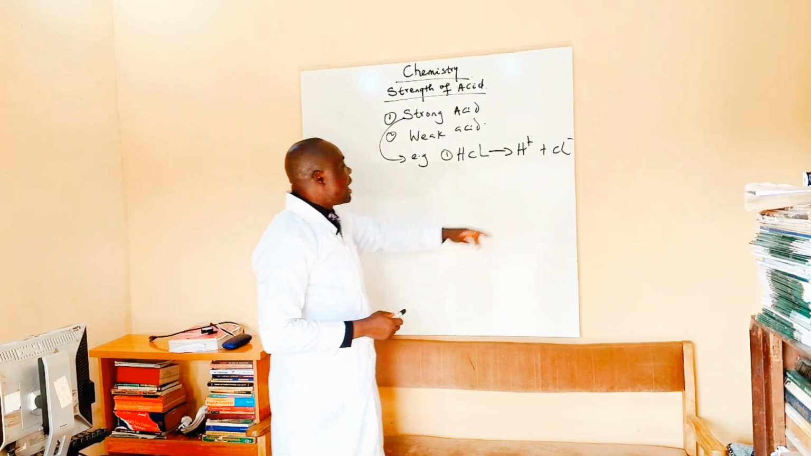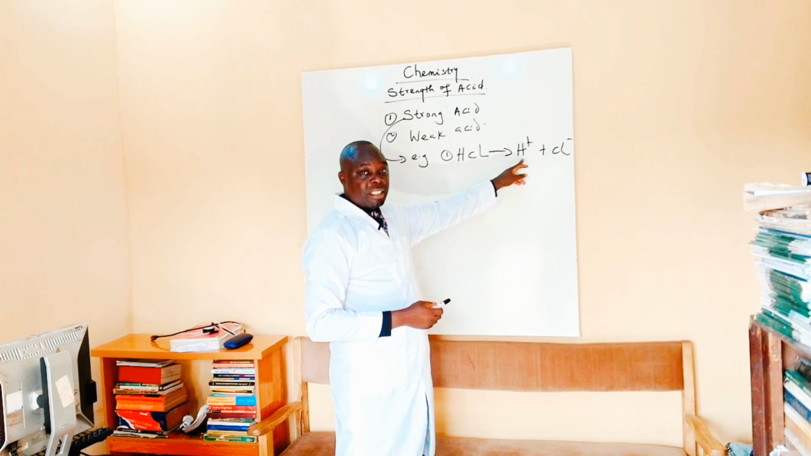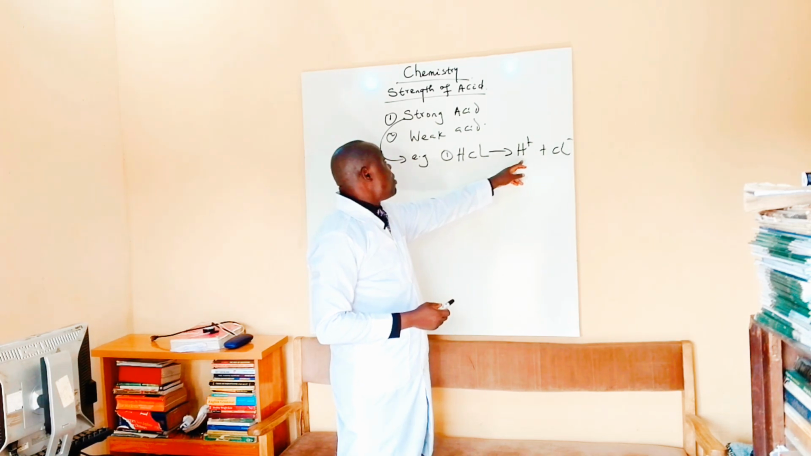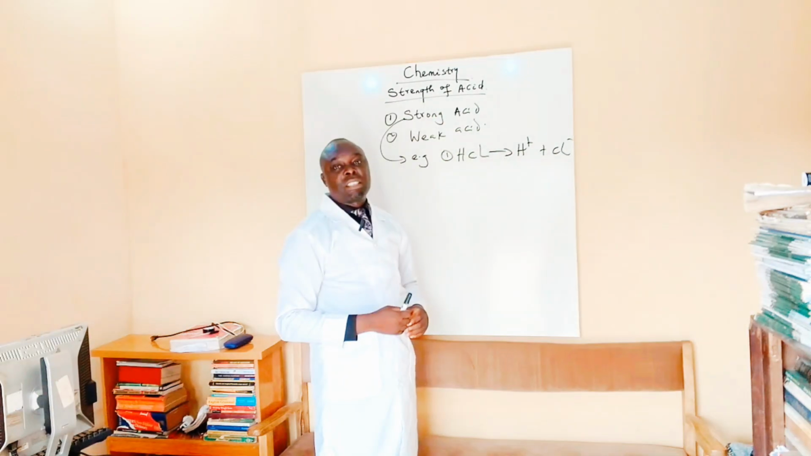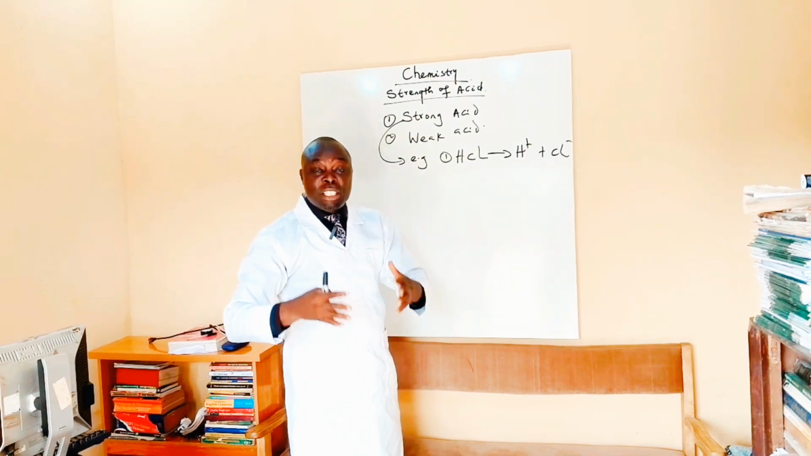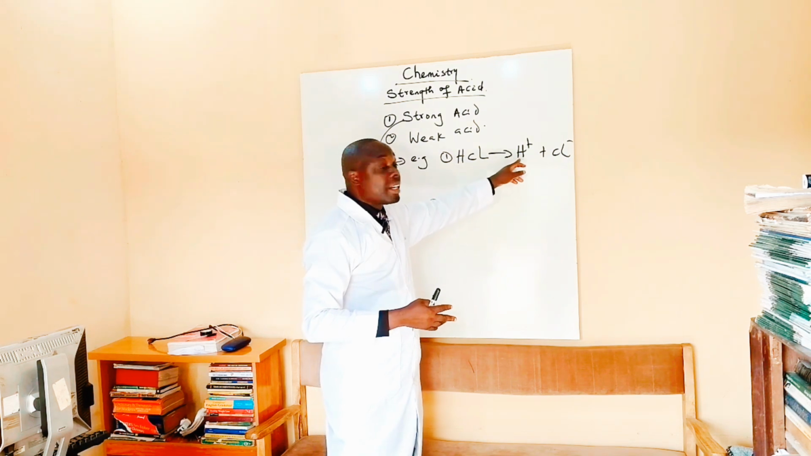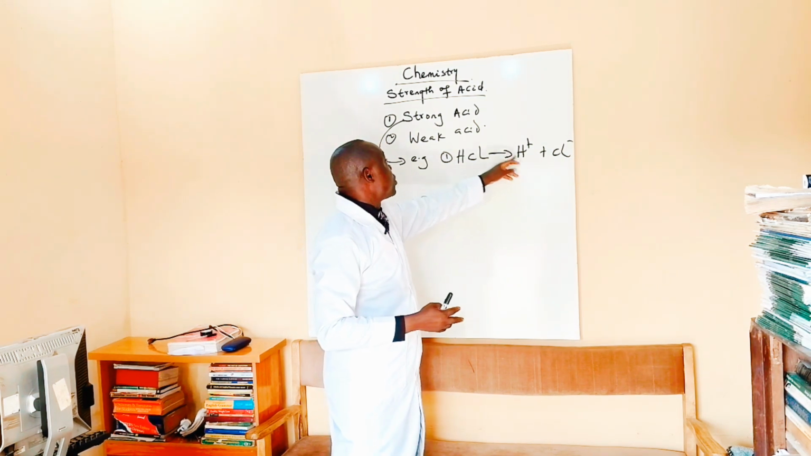The degree of the hydrogen ion produced by an acid in water is called the strength of that acid. Those acids that, as they ionize in water, produce much hydrogen ion in the water are said to be strong acids.